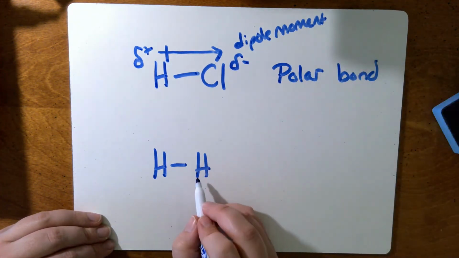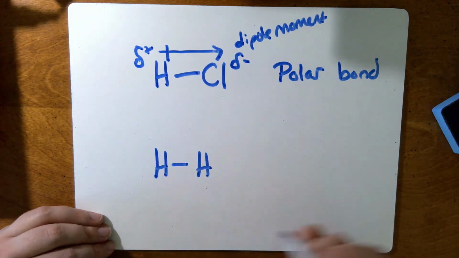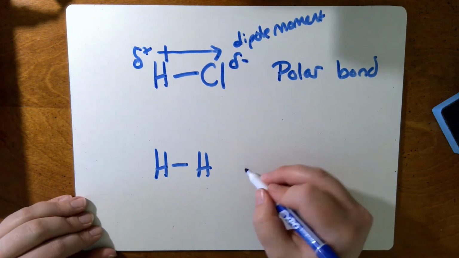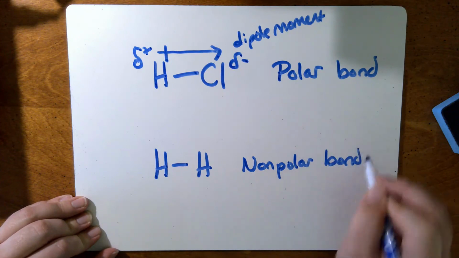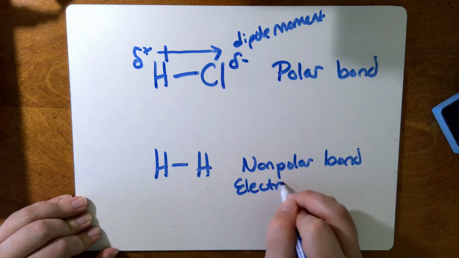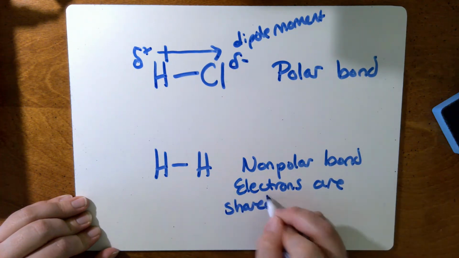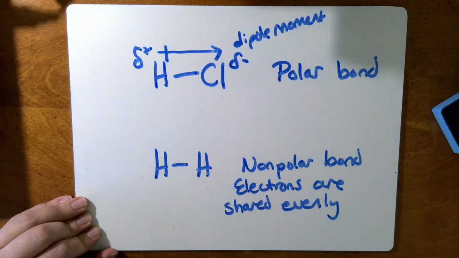Now, in this bond, these are two identical atoms. So you can't say that one has a greater pull on the electrons. They're pulling the electrons exactly evenly. So this is a nonpolar bond. And in this nonpolar bond, electrons are shared evenly. So there's no dipole moment. They're just being shared evenly between those two identical atoms.